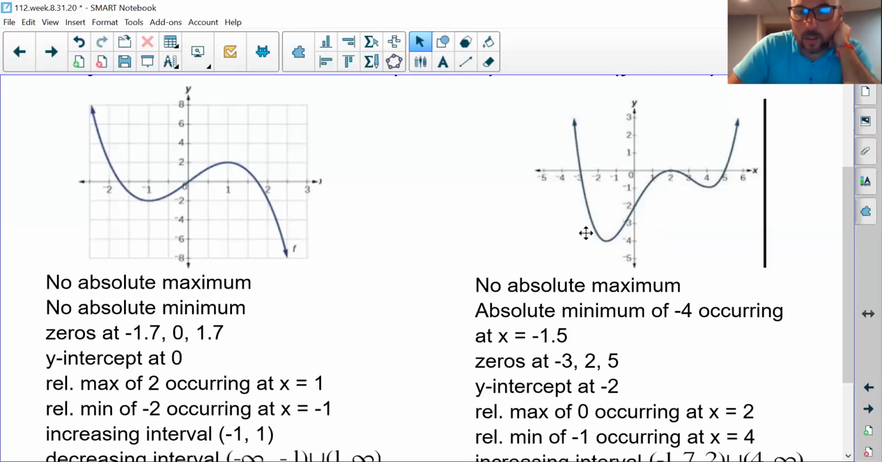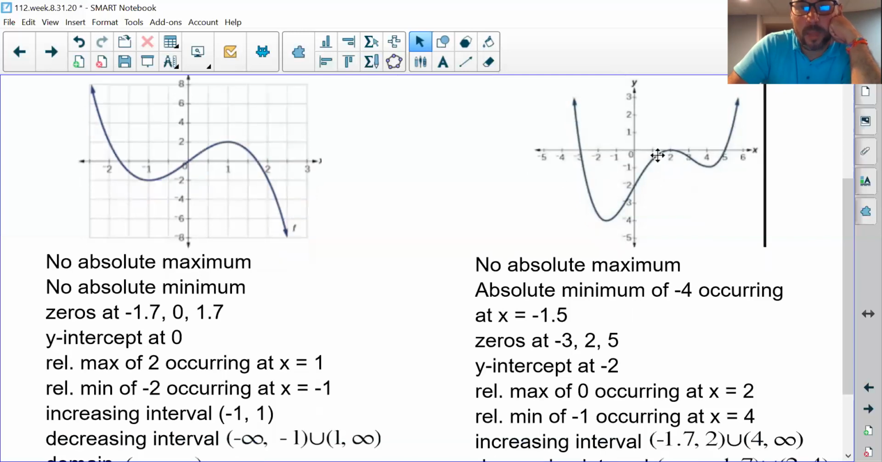This has zeros as well, or x-intercepts even. So negative 3, 2, and 5 are the x-intercepts. It has a y-intercept of negative 2. It has one relative minimum. You could have multiple relative minimums and multiple relative maximums. The relative minimum is right here at negative 1, and it occurs when x is 4. And the relative maximum right here is 0. 0 is the greatest y value in this area, and that occurs when x is 2.